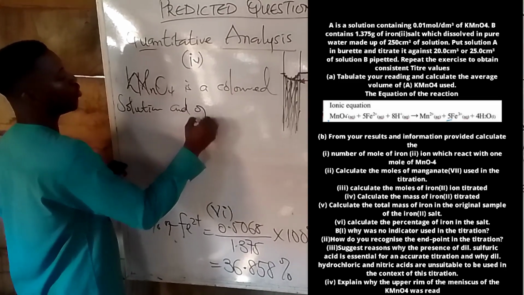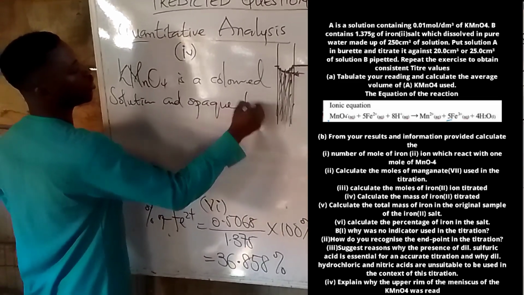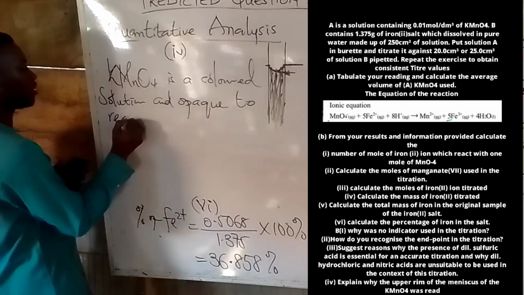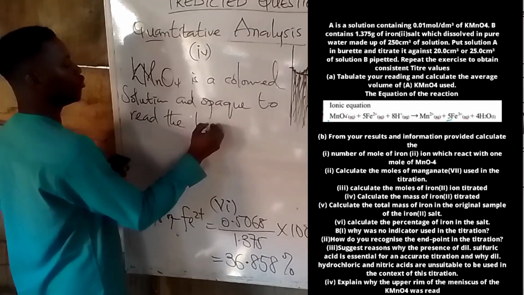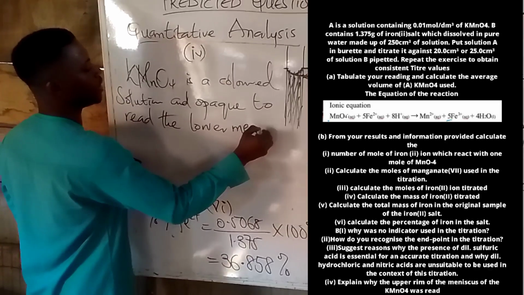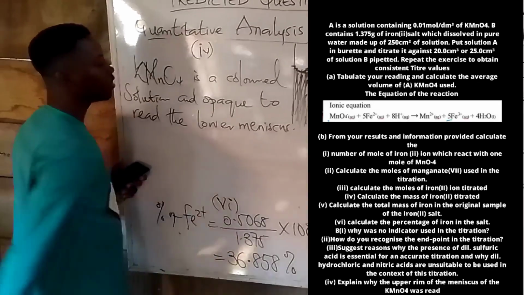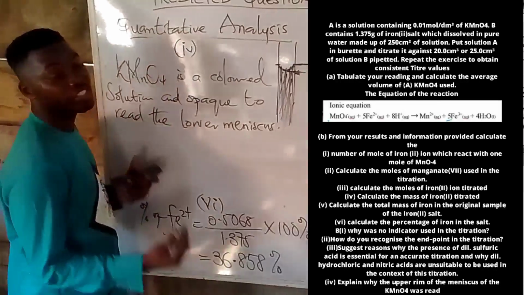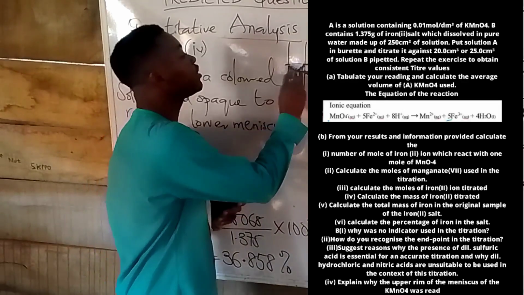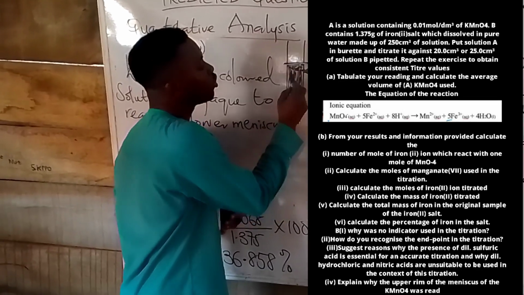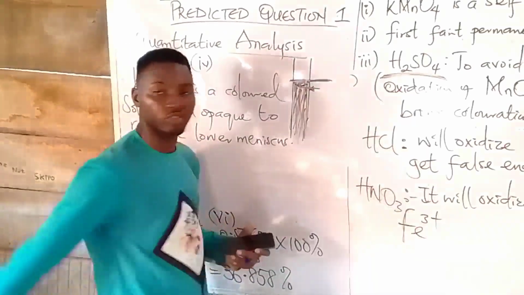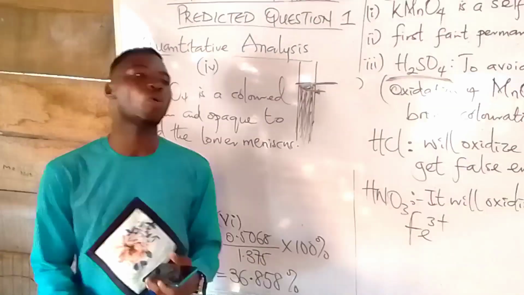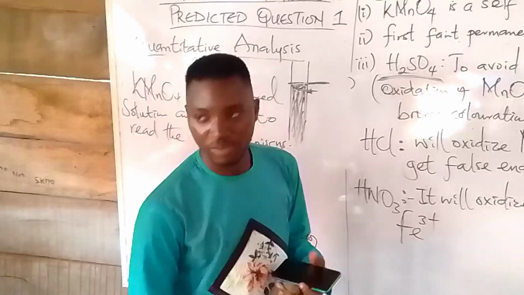It is opaque to read the lower meniscus. So it is impossible for us to see the lower meniscus because everything will be purple all through. So the lower meniscus, instead of us reading it, we read the upper meniscus. I believe I've done justice to all these questions.